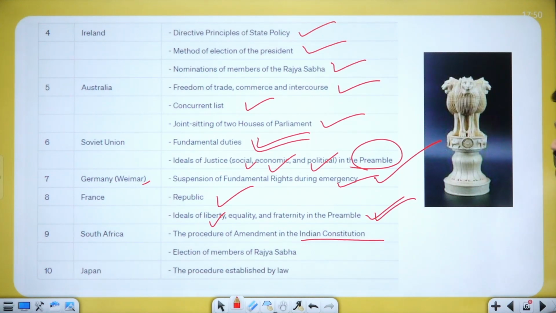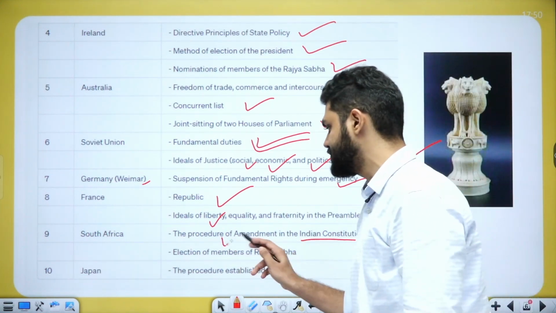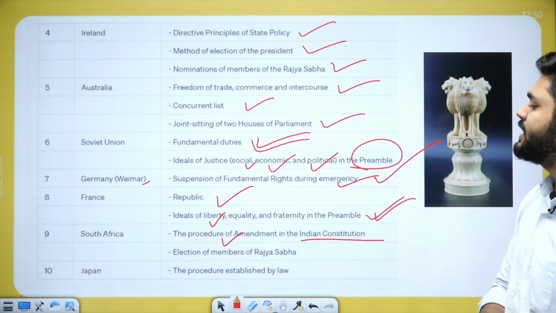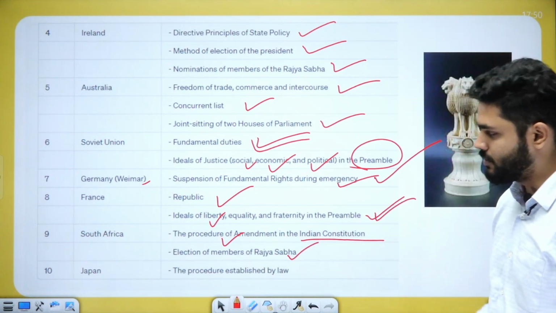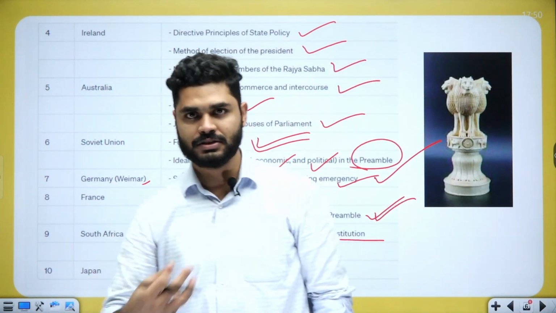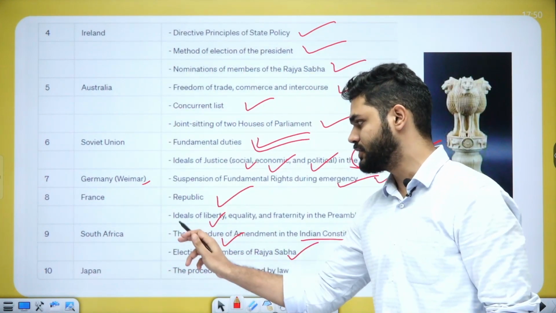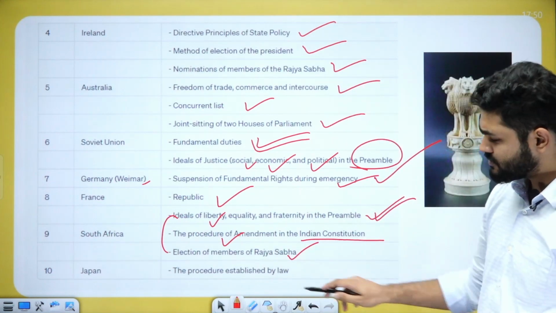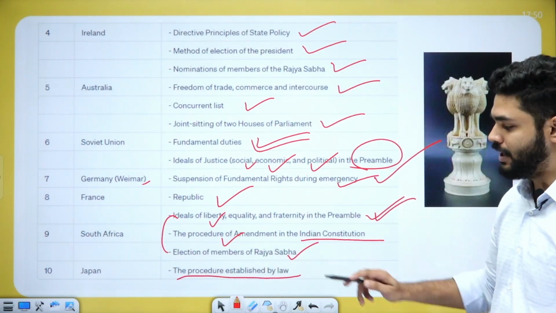I'm sorry. So the procedure of amendment has been taken from the Indian Constitution, and then the election of the members of the Rajya Sabha. So how will we elect the members of the Rajya Sabha? This whole idea has been taken from South Africa, these two things. And then the procedure established by law.